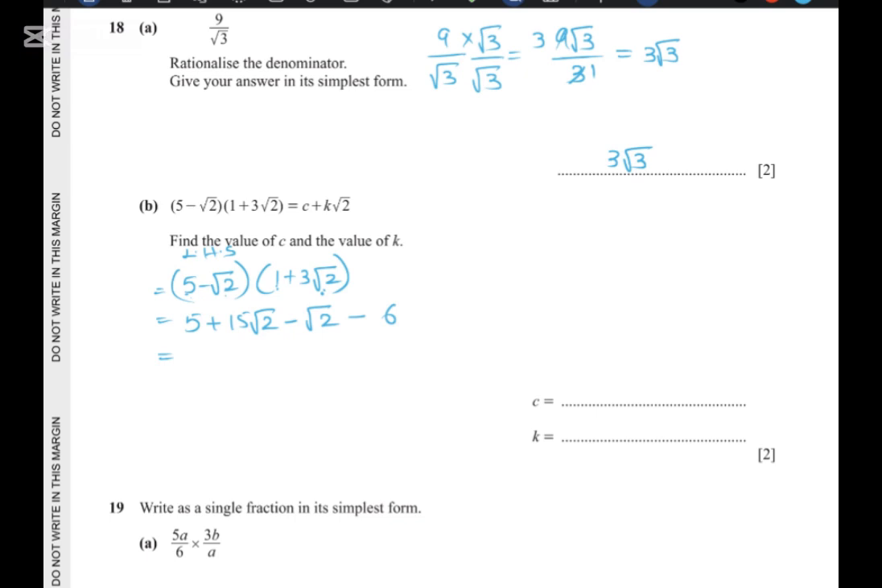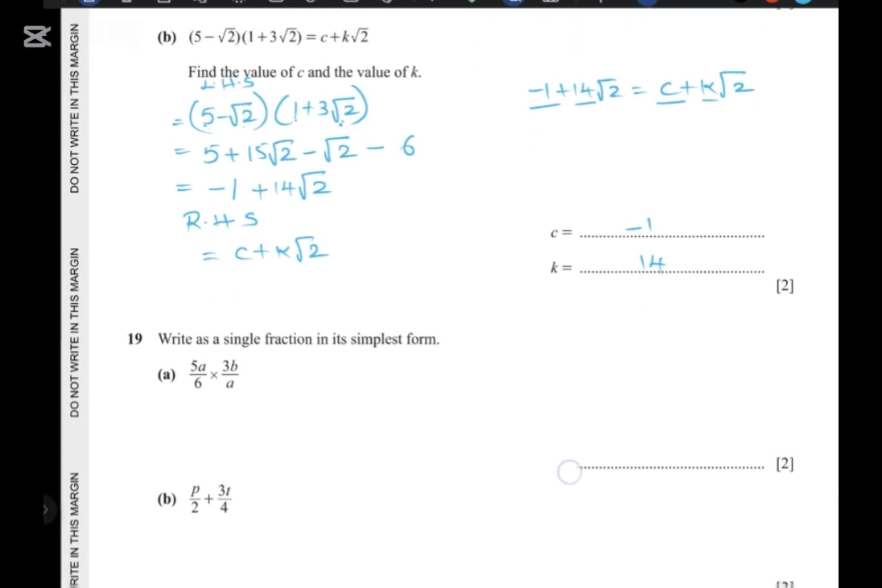Now take the whole numbers. 5 and minus 6 is minus 1. 15 root 2 and minus root 2 are like terms, and you can subtract them. So 15 minus 1 is 14, so 14 root 2. Now this should be equated with the RHS. RHS is c plus k root 2. So minus 1 plus 14 root 2 is equal to c plus k root 2. In place of c it is minus 1, in place of k it is 14. So c is minus 1, k is 14. Question number 18 is done.